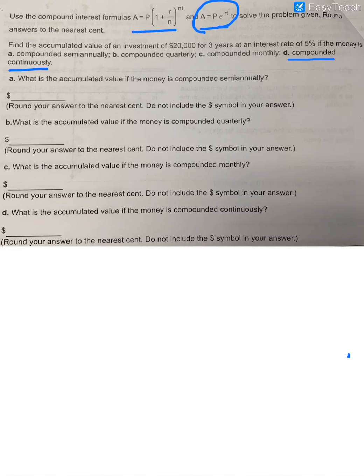So notice on A, they're asking us to find the accumulated value of an investment of $20,000 for 3 years at an interest rate of 5% if the money is compounded semi-annually in this first case. So I am looking at this first formula here. So my amount is equal to, the P stands for how much you invest. So in this case, it is $20,000.